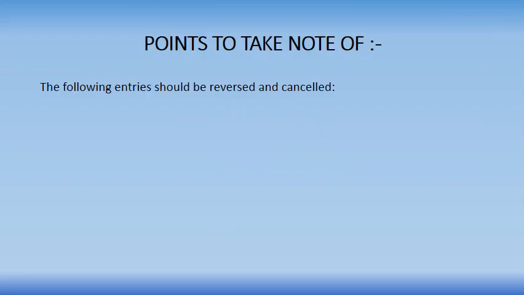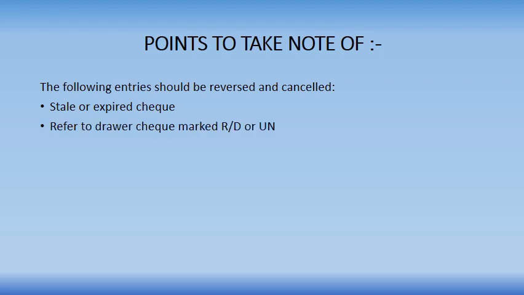Take note of the following entries that should always be reversed and cancelled when reconciling the bank account. Stale or expired check. A check becomes stale after a lapse of 3 months from the date the check was issued, if it is not presented to the bank for payment.